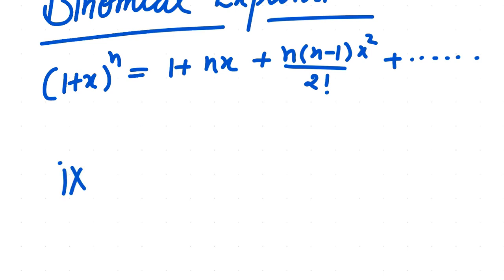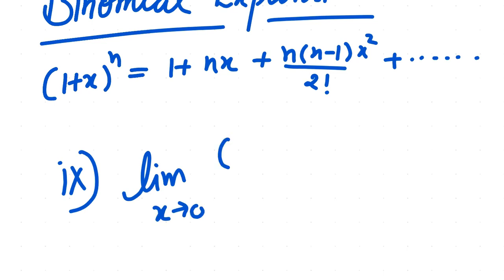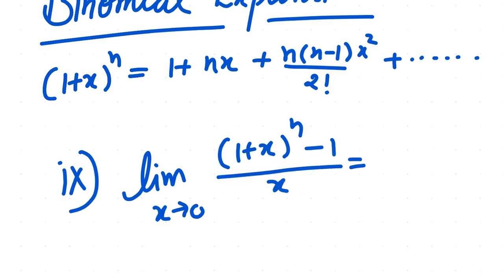Limit x tends to 0, 1 plus x to the power n minus 1 over x. Now let us put the value of this expansion.